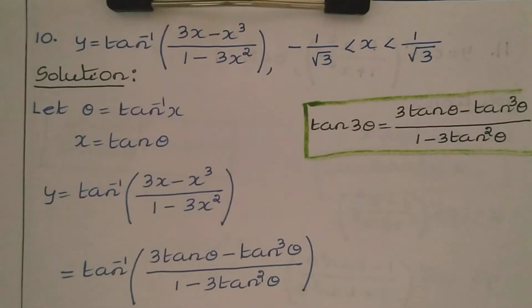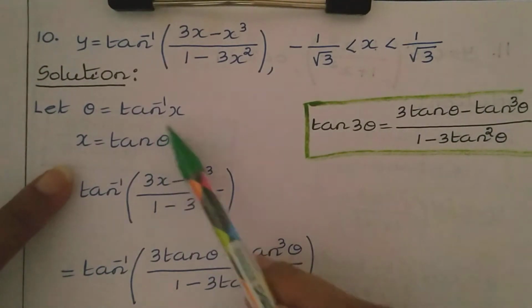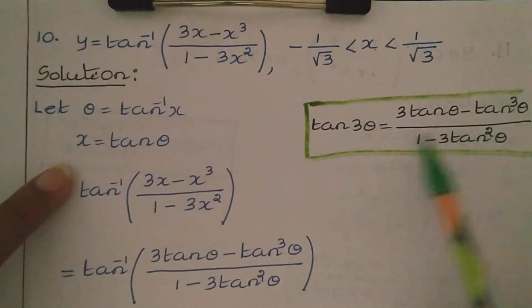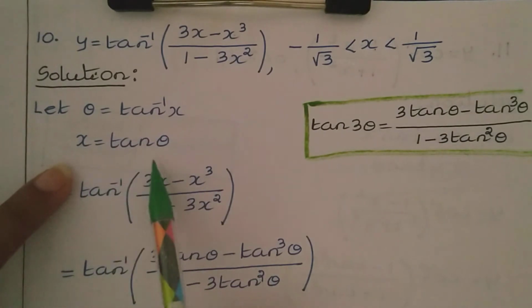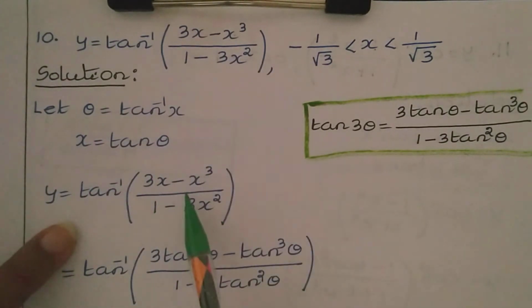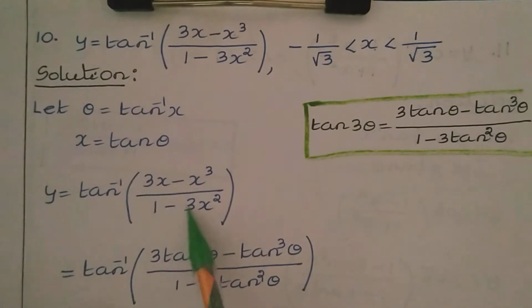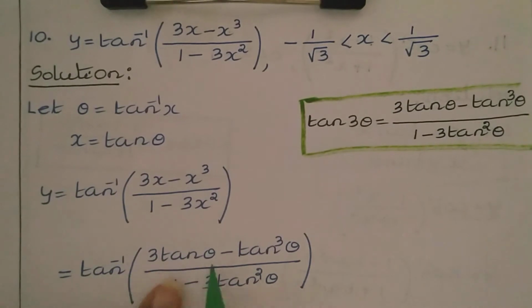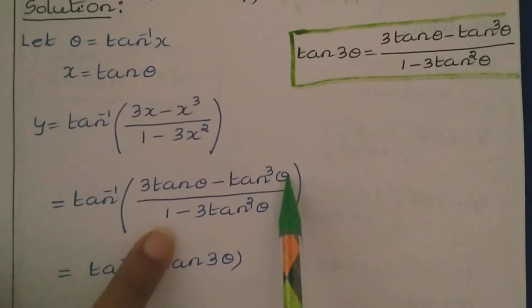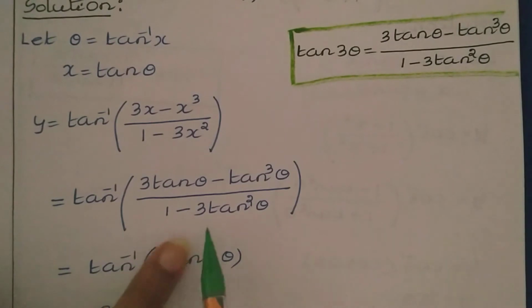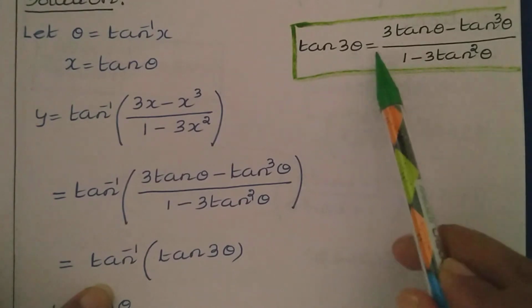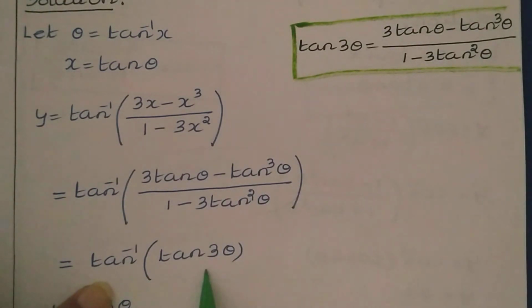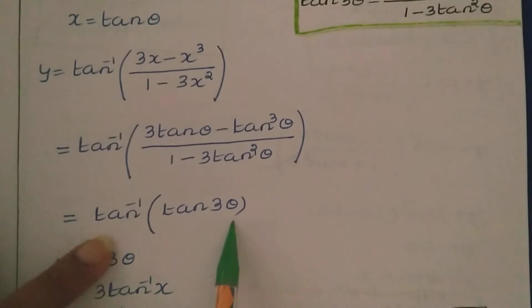So let us take now theta is equal to tan inverse x, because here we have tan theta. Then we can write x is equal to tan theta. Now take the given problem and wherever you have x, replace that with tan theta. So we get tan inverse of (3 tan theta minus tan cube theta) divided by (1 minus 3 tan square theta). Now this entire thing is equal to tan 3 theta. So replace this with this. So we get tan inverse tan 3 theta.